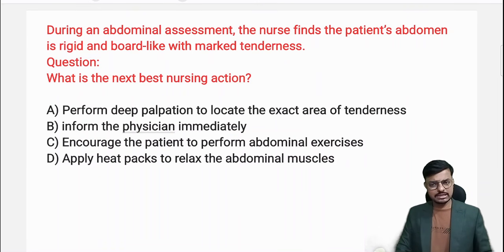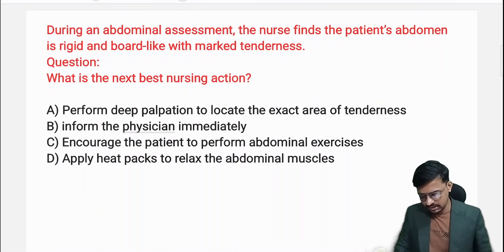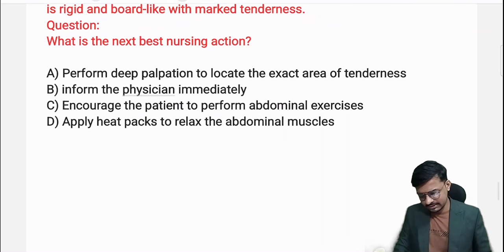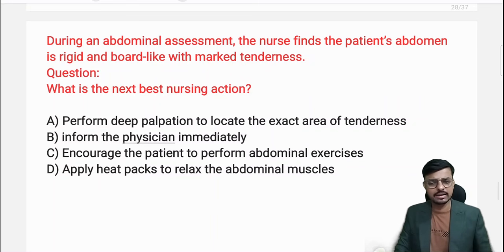During the abdominal assessment, the nurse finds the patient's abdomen is rigid, board-like, with marked tenderness. What is the next best nursing action? In this particular question, it is a sudden case after a ruptured appendicitis or a ruptured gastric ulcer. So now the patient has peritonitis as a complication of the appendix rupture or of the gastric ulcer perforation.